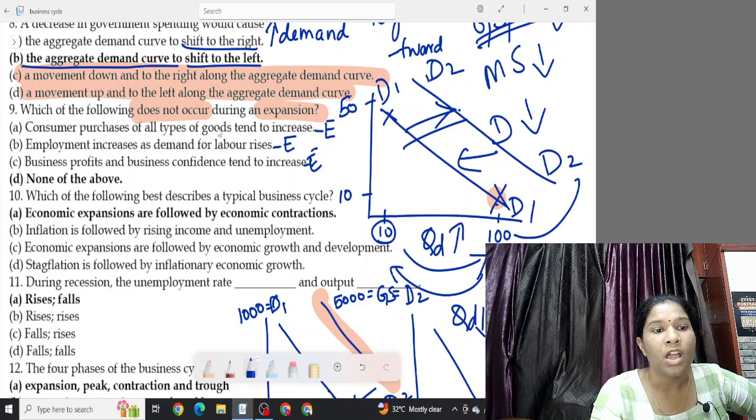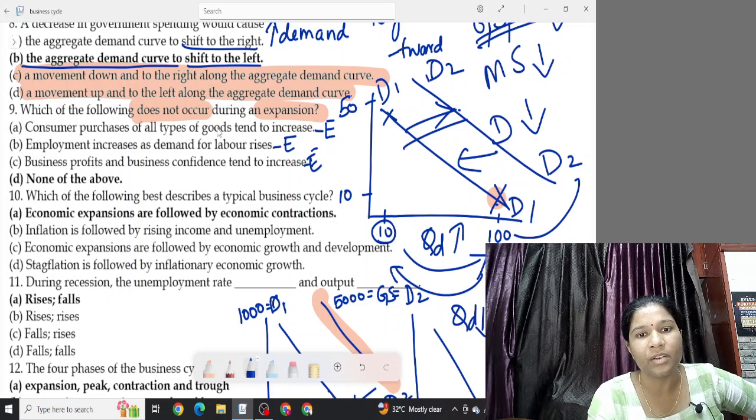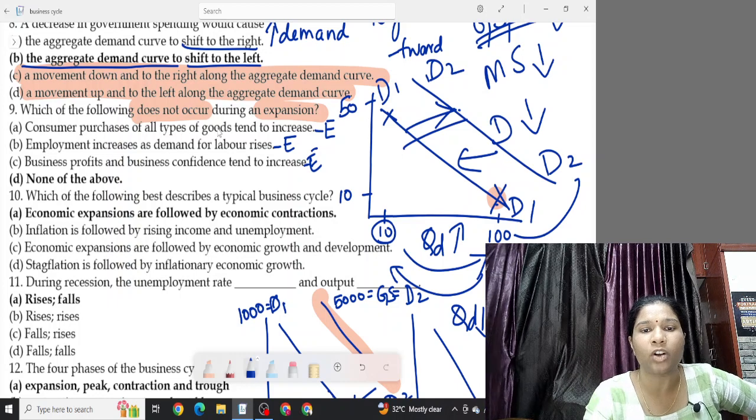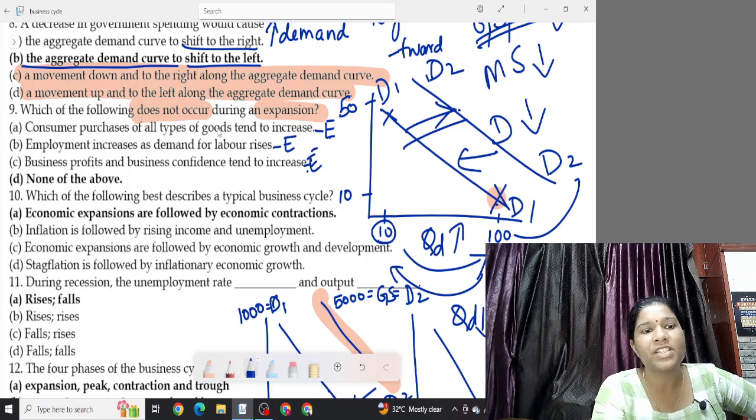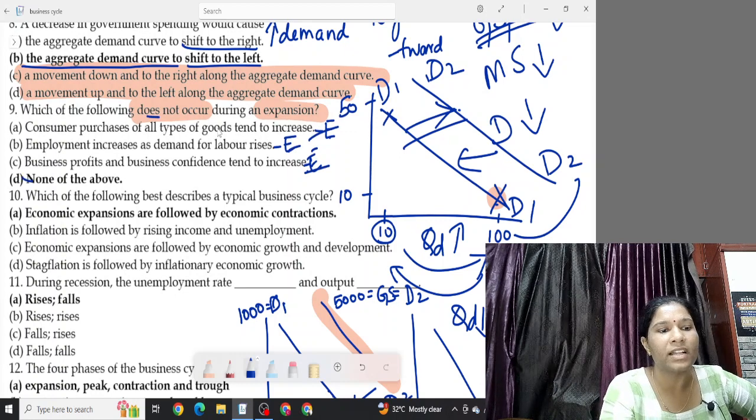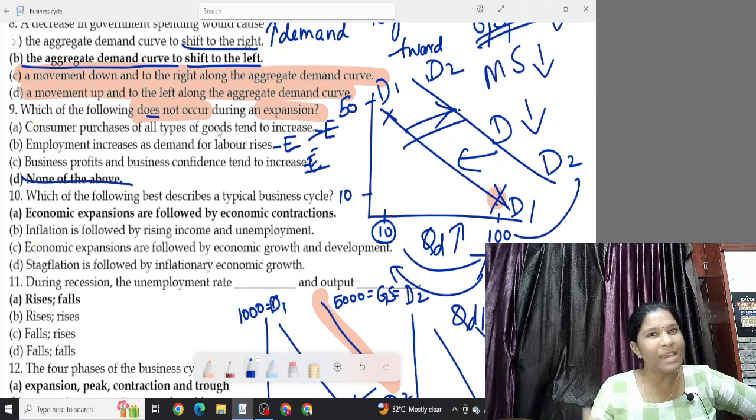Here they are asking which does not occur during expansion, and then you come to the options you've written. All these items happen during expansion. So which does not occur? Everything occurs. So the answer is none of the above. Am I making my point clear to you?